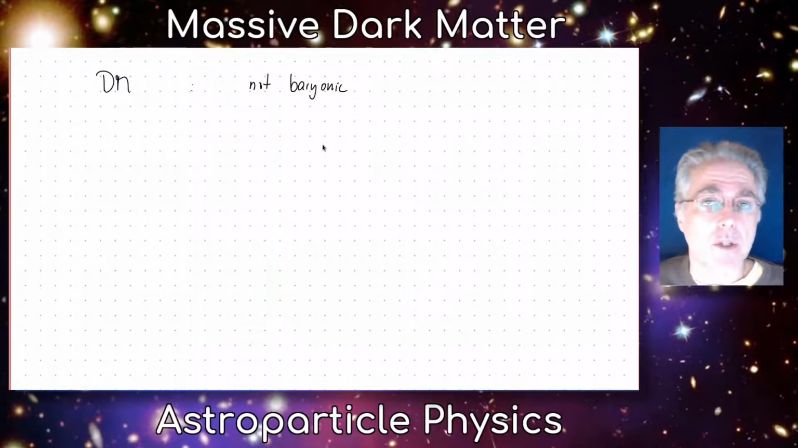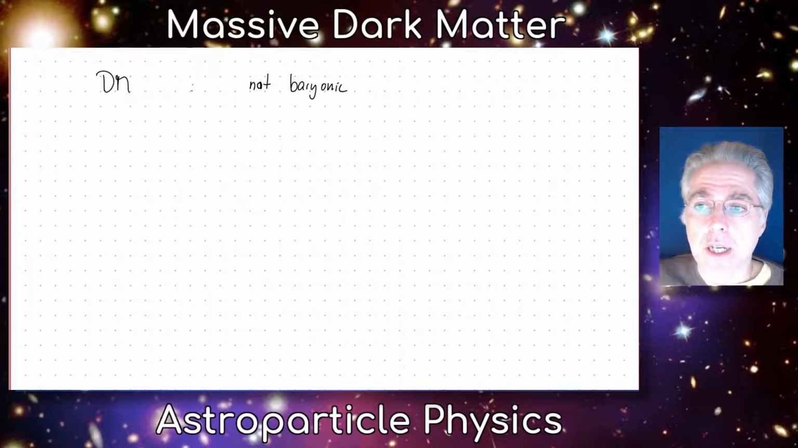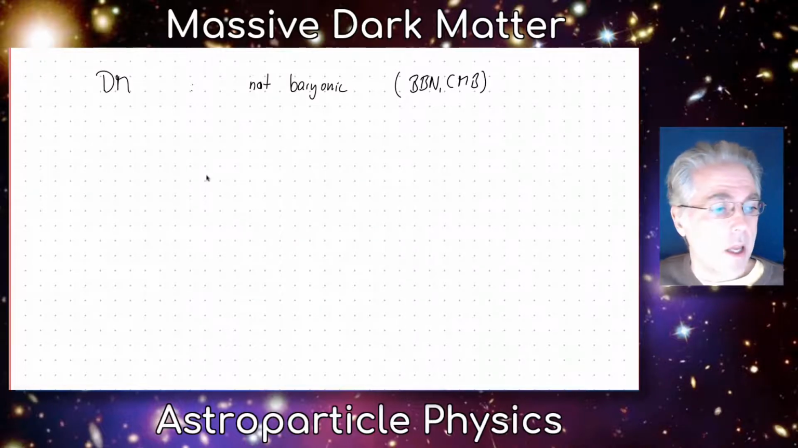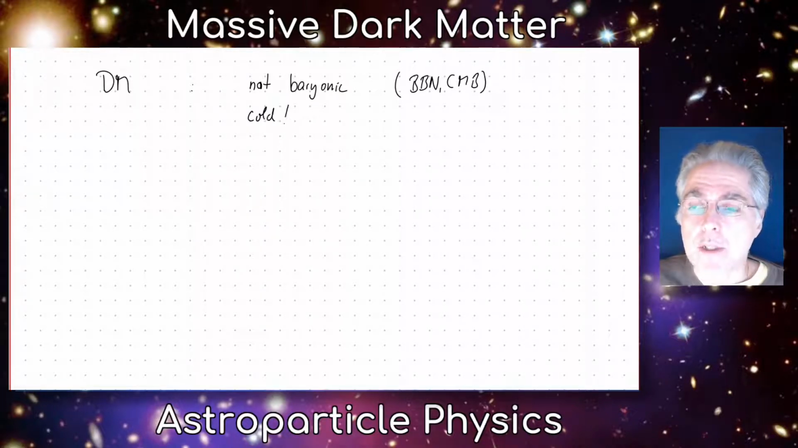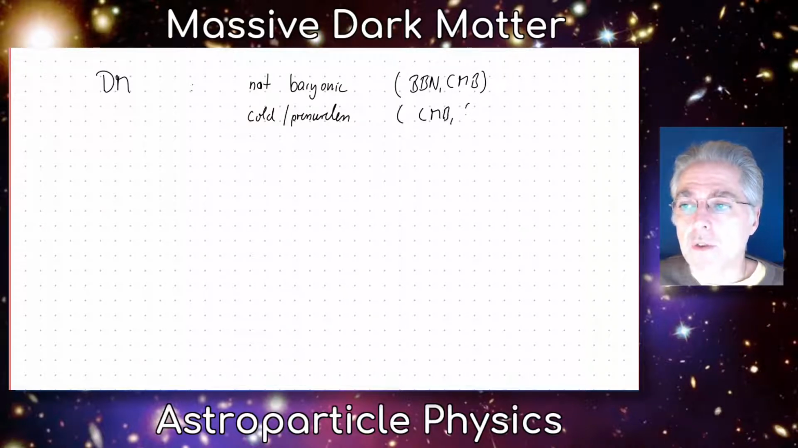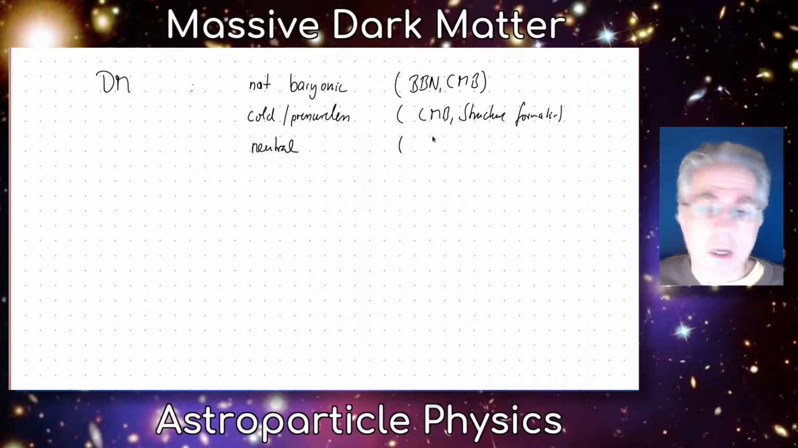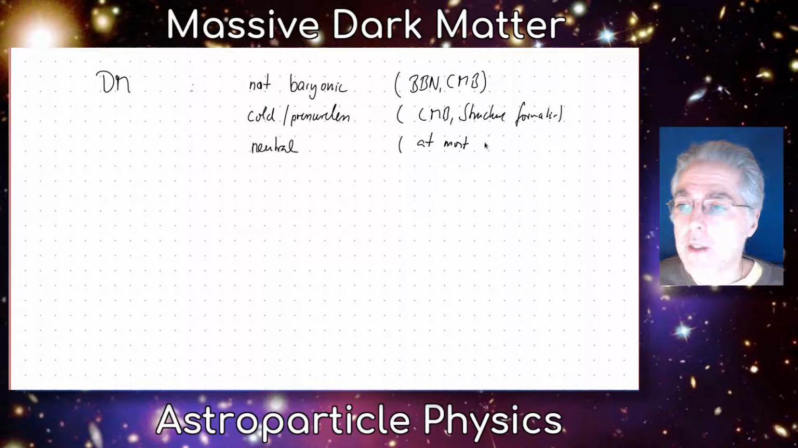So it's neither protons or nuclei or whatever, because this clearly is known from the BBN and CMB observations. We know it has to be cold and pressureless. This follows from CMB and structure formation. We know that it is neutral. It doesn't participate in strong interaction. At most, it can interact weakly, but it does not participate in any other form of interaction, just gravitation.